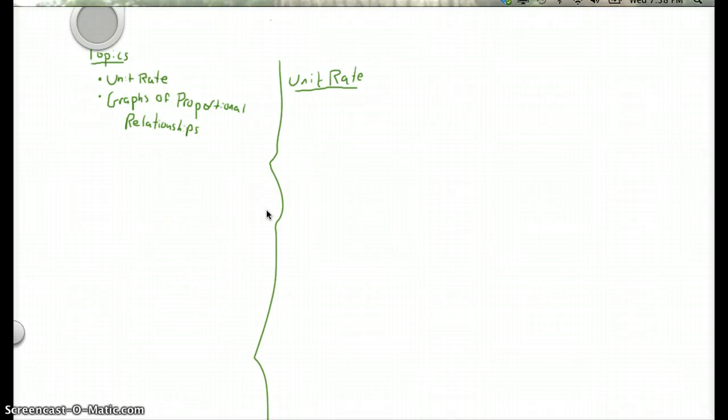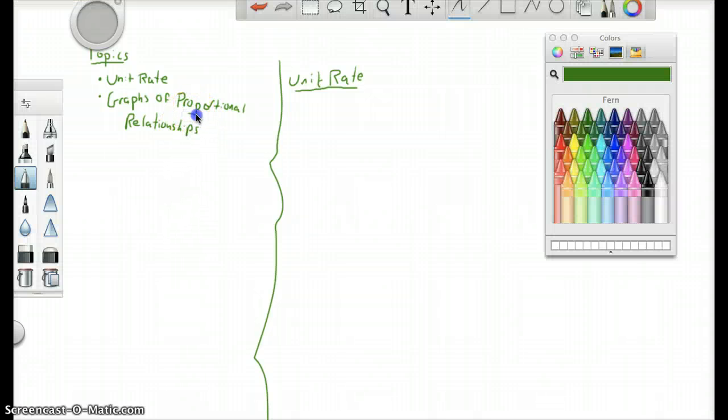Okay, so to be successful with tomorrow's lesson, there are just a couple of important topics that we need to look at. Our first topic is going to be this idea of unit rate. And the second topic, we're going to look at graphs of a proportional relationship, okay? And that term proportional relationship, in general, just means a relationship involving a constant ratio, okay?